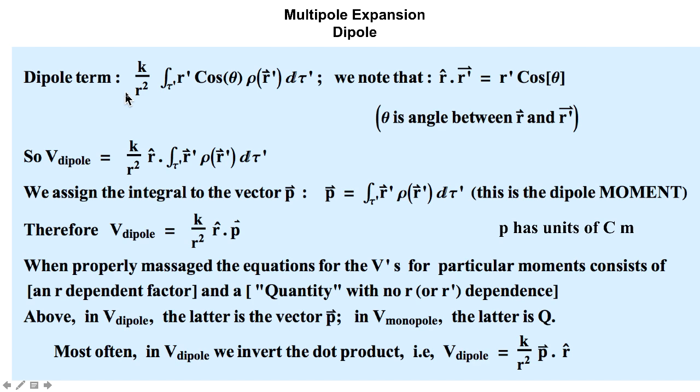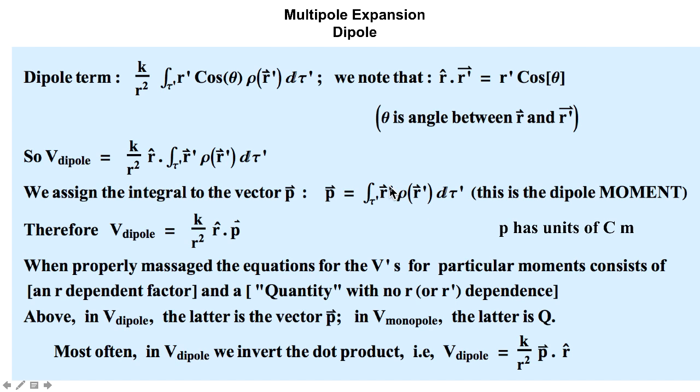The dipole term is equal to this quantity right here, and we note that r hat dot r prime is equal to r prime times the cosine of theta. Remember, theta is the angle between these two vectors. So writing that like we just said, here's r hat dotted into r prime. We can take the r hat out because it's not dependent on the prime variables. So we assign this integral right here to the vector p. The dipole moment of the charge distribution is equal to this quantity here.